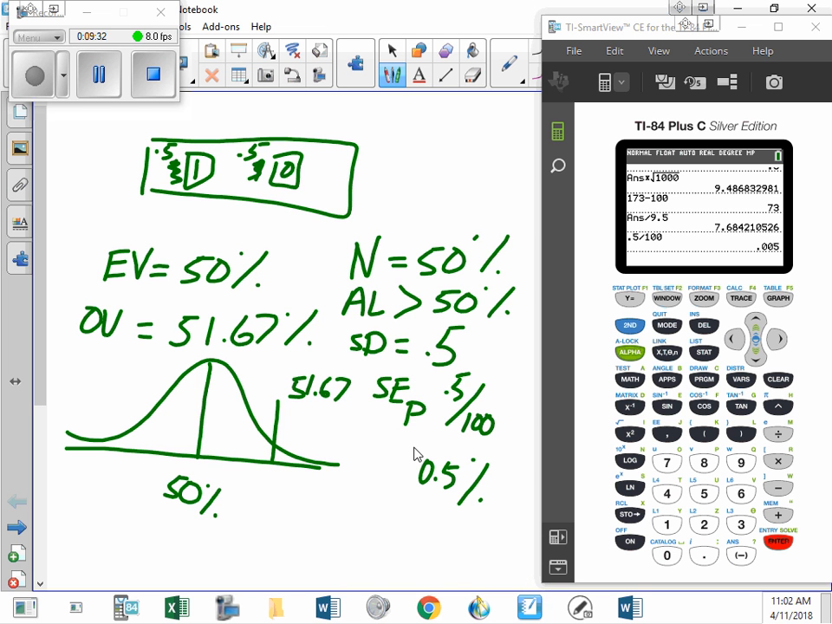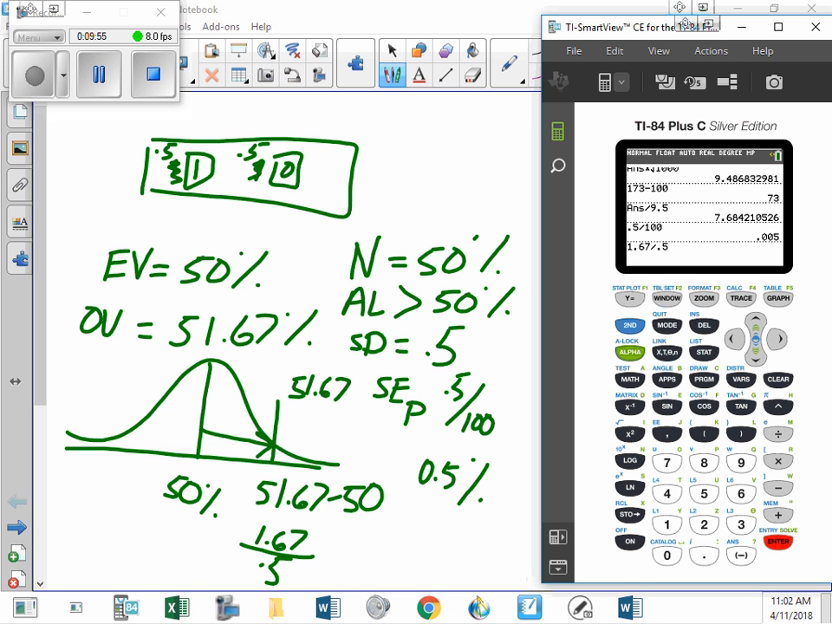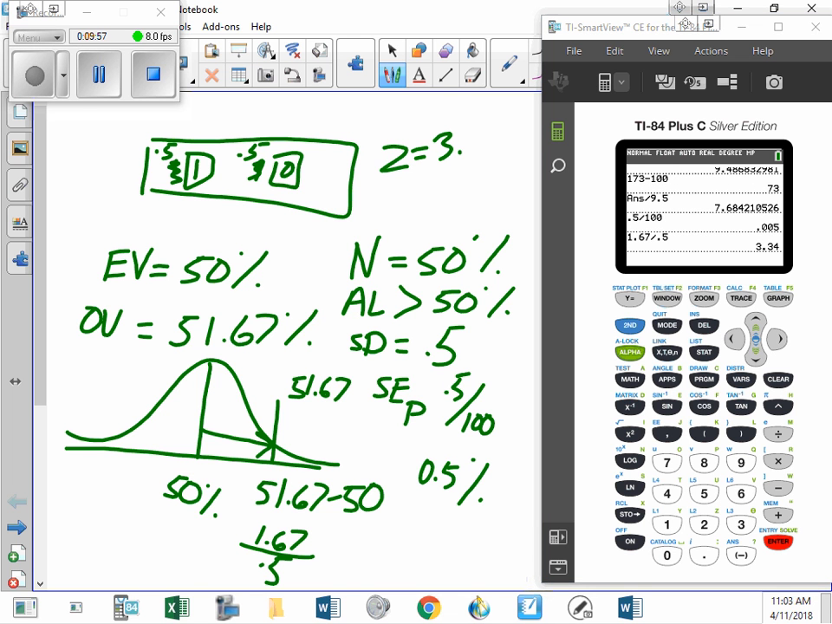Okay, well, what is the z-score? It's going to be 51.67 minus 50, which is 1.67, divided by 0.5. So 1.67 divided by 0.5, and I get a z-score of 3.34. So now we need a p-value. How do we find the p-value?